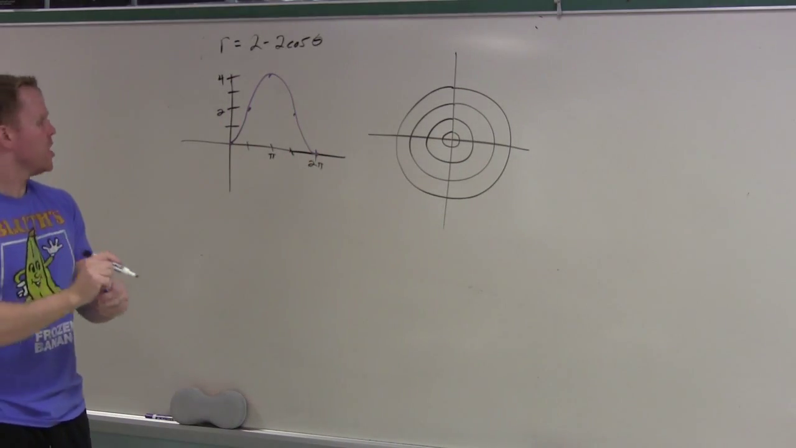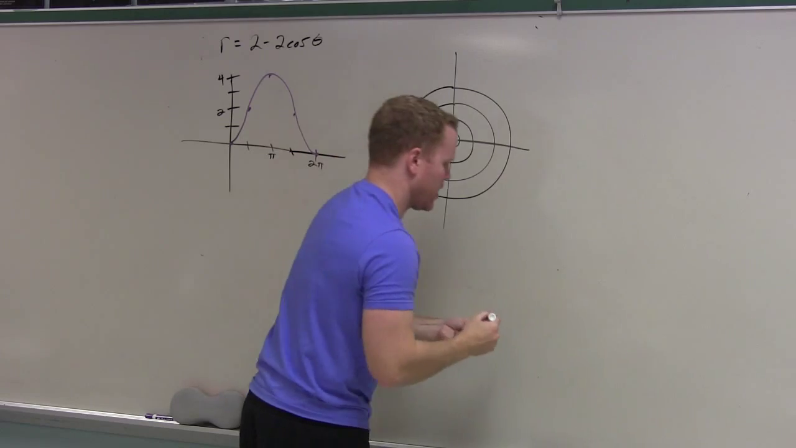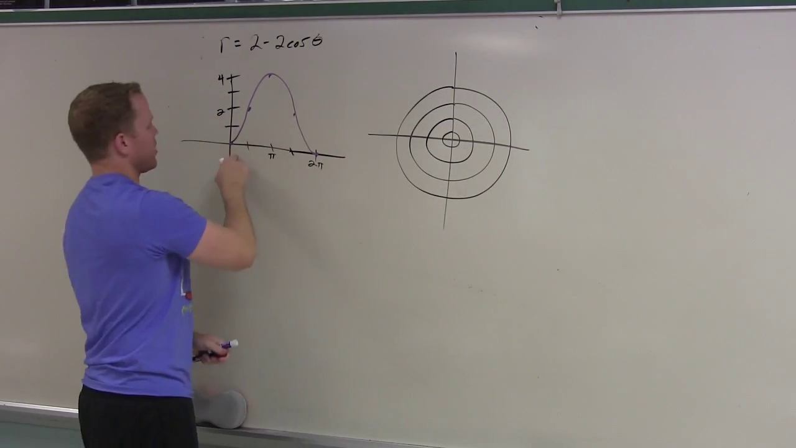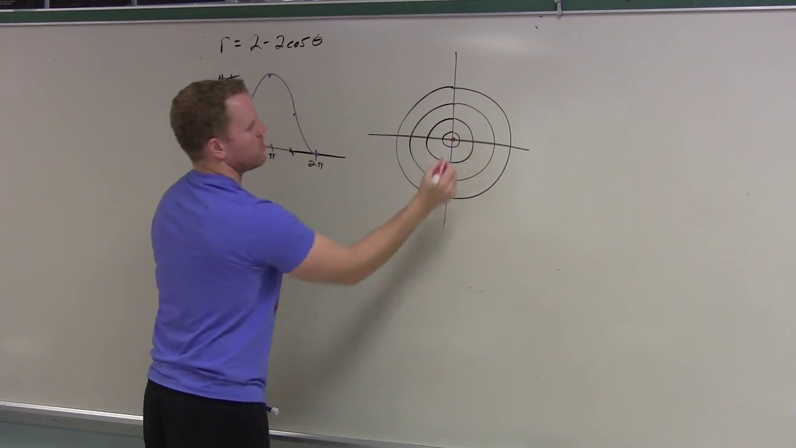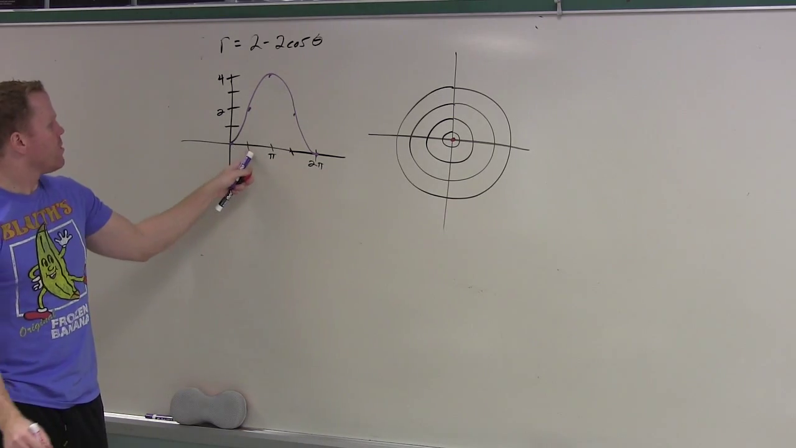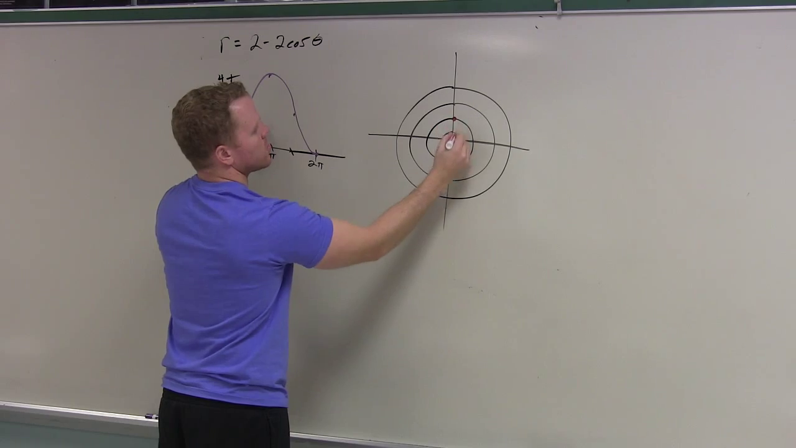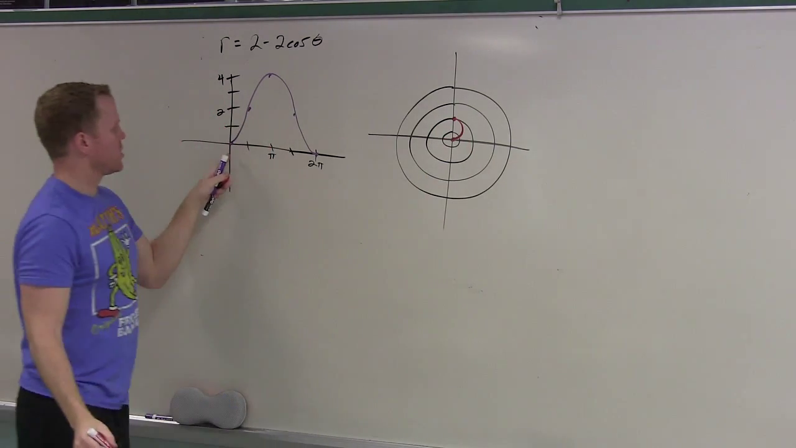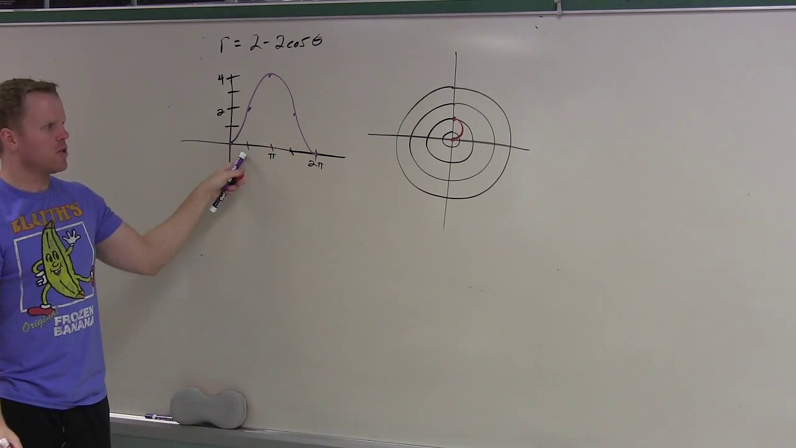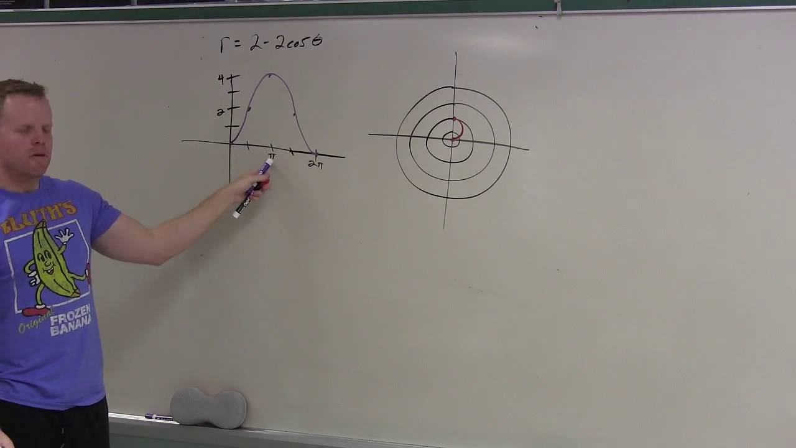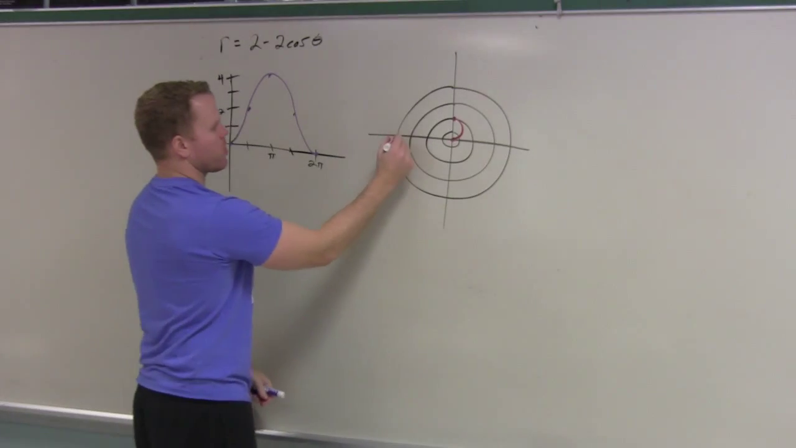To my advantage. When theta is 0, r is 2. Or sorry, when theta is 0, r is 0. When theta is pi over 2, r is 2. So that whole time, as theta gets bigger, r just gets bigger and bigger and bigger, until at pi we're 4 units away.